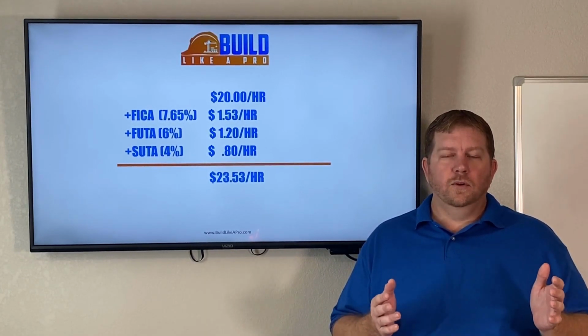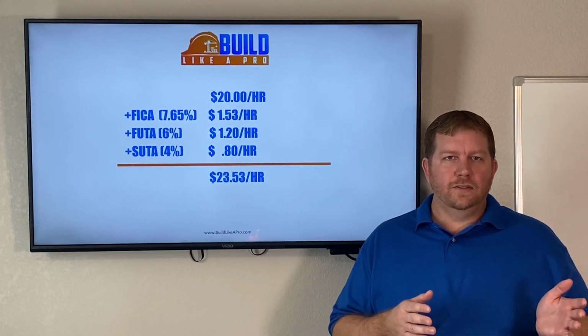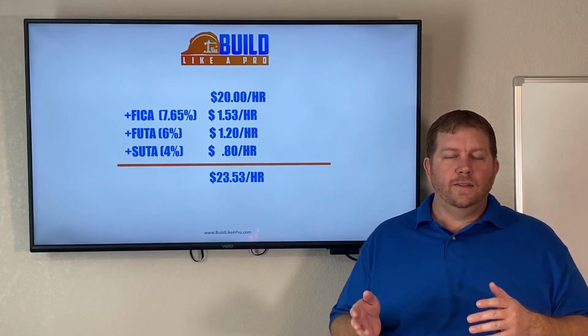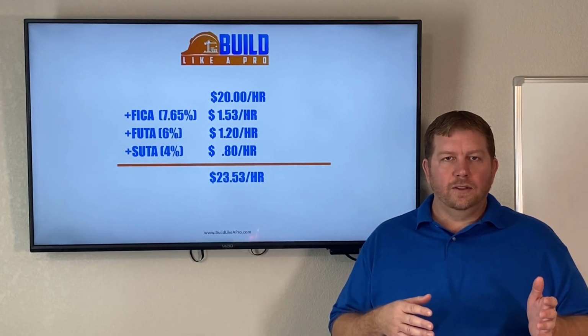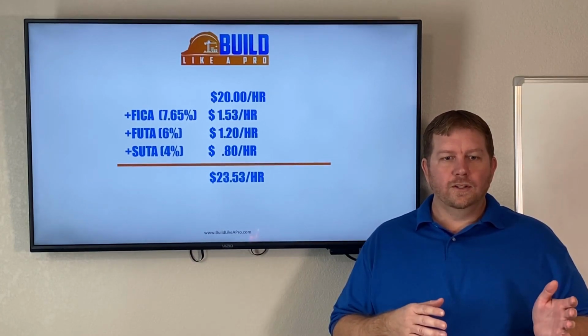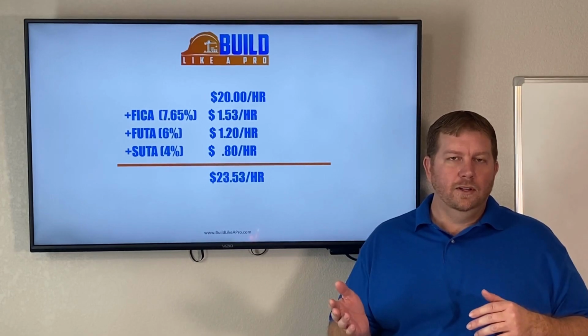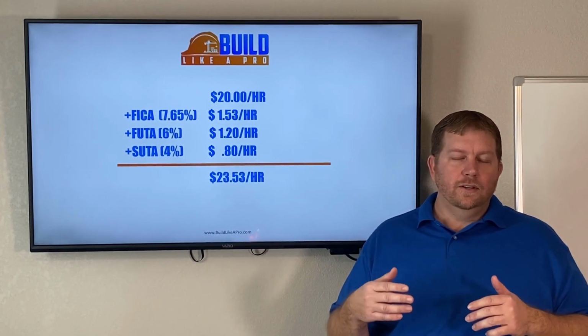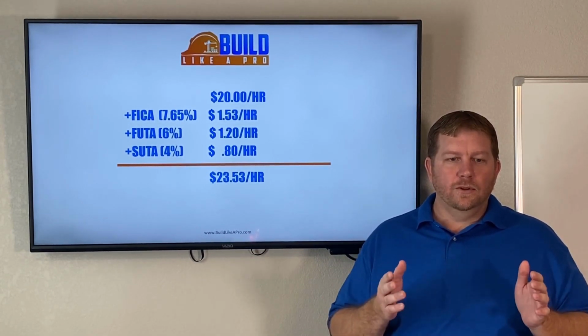So the first thing we're going to do is take the FICA at 7.65% and add that into the labor rate. I've already done the math with the calculator before I started this, and I came up with like $1.53. So $1.53 is what you need to add to that $20 to cover your FICA cost.